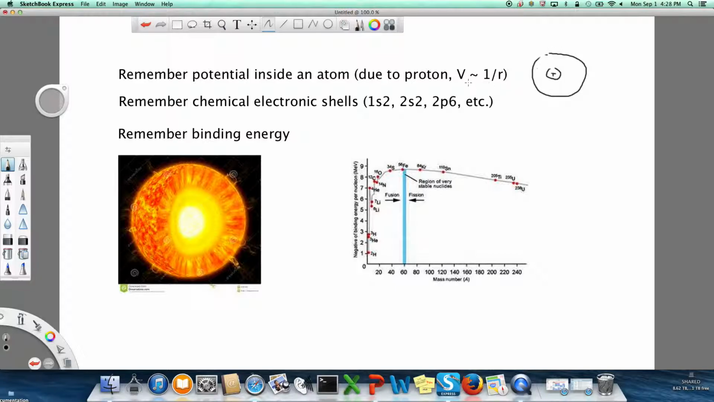And remember, as a result, that the potential that the electron feels due to the proton goes as 1 over r, since it's a point charge, just like the electric field goes as 1 over r squared. Now, since it's that potential that creates the structure of the atom, remember from your chemistry the chemical electronic shells, the 1s2, 2s2, 2p6 shells that you're used to thinking of.